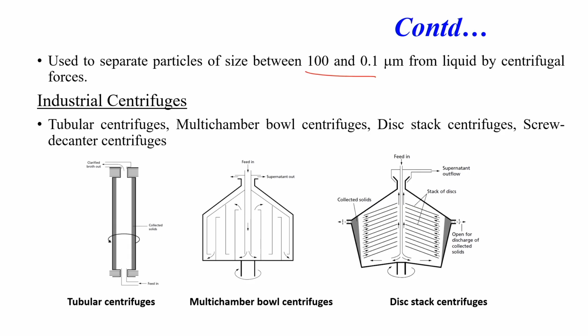So, there are three commonly applied industrial centrifuges. One is the tubular bowl, second is the multi-chamber bowl centrifuge, and the other one is the disc stack centrifuge. In addition, there may be the screw decanter centrifuge. So, they have different design concepts, but the main principle for all of them is that you have to rotate. You just see they are rotating here. Once you rotate, the centrifugal force will be applied. Now, the mechanism of separating the solids and liquids is different.